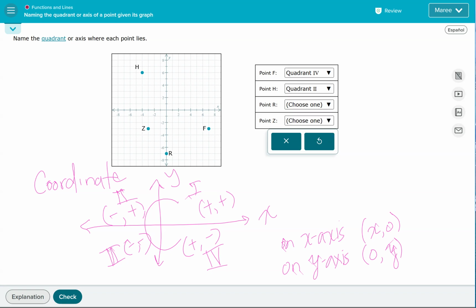R is on the y-axis. Now here's a hint. You can see a little Y right here that shows you the y-axis and the little X right there. So because it's on that line, R is on the y-axis. And then Z, the last one, is in quadrant three.